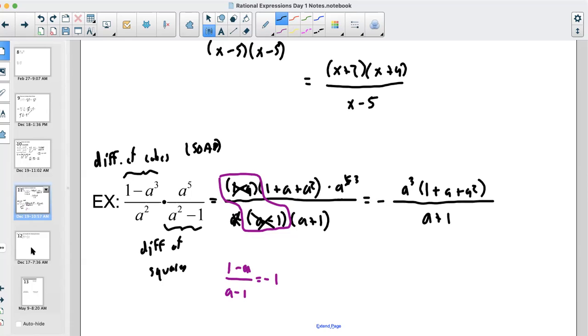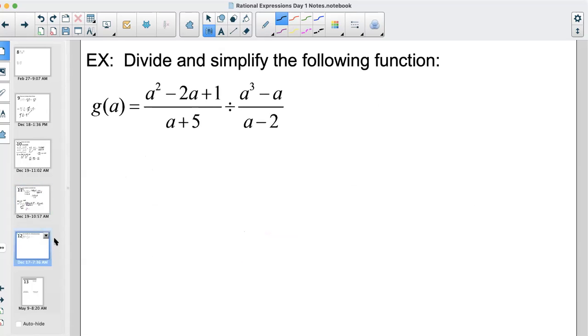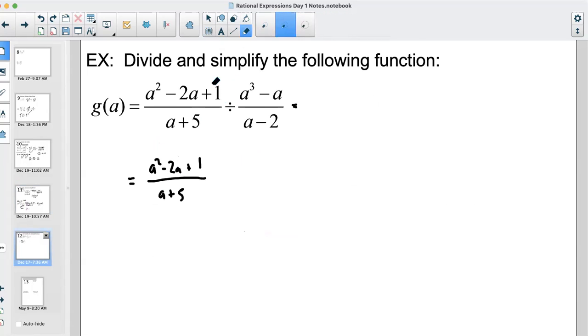All right, last thing we're going to do in this video is one more big, dumb simplifying problem. So it's a division problem, first of all. So let's divide and just rewrite it as a multiplication problem first. So I flip it over. Oh, I wrote equals. That was silly. Times a minus 2 and then a cubed minus a.